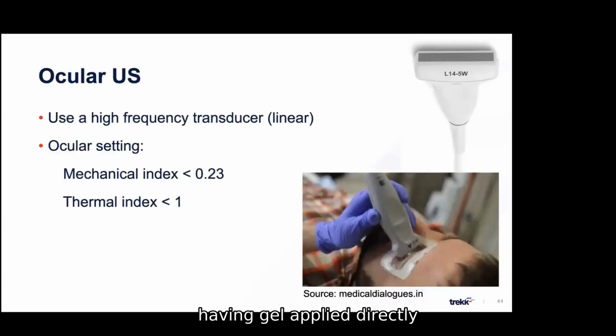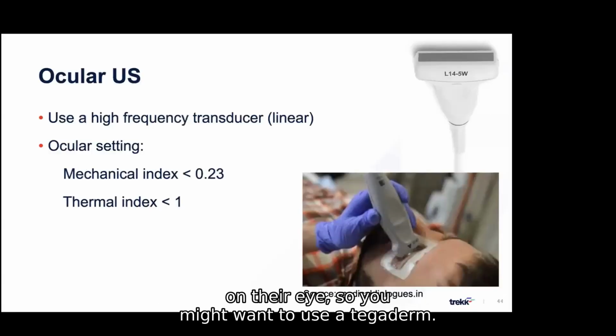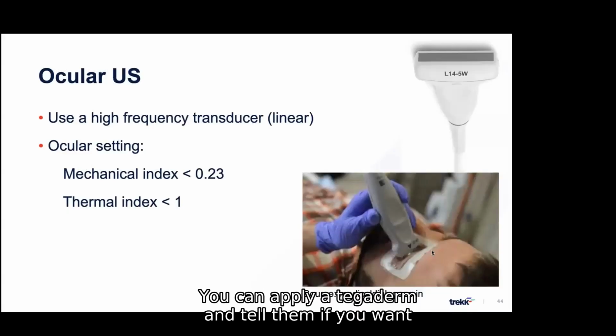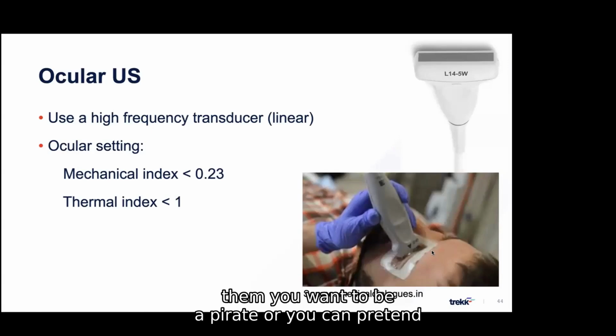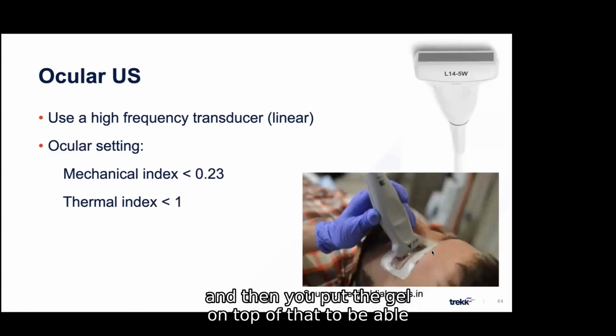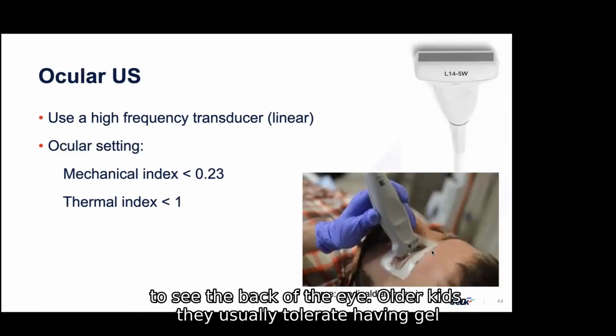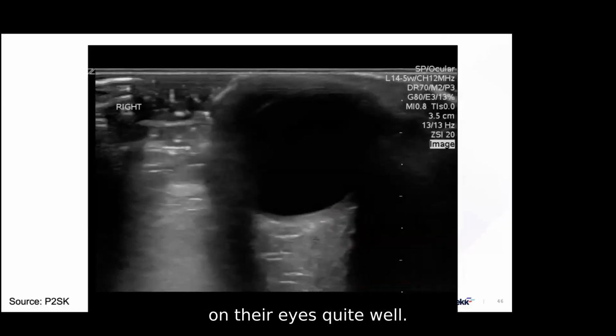In younger patients, they sometimes don't tolerate having gel applied directly on their eye, so you might want to use a Tegaderm. You can apply a Tegaderm and, if you can play with them, tell them you want to be a pirate, or you can pretend to be a pirate and put an eye patch on your eye, and then you put the gel on top of that to be able to see the back of the eye. Older kids usually tolerate having gel on their eyes quite well.